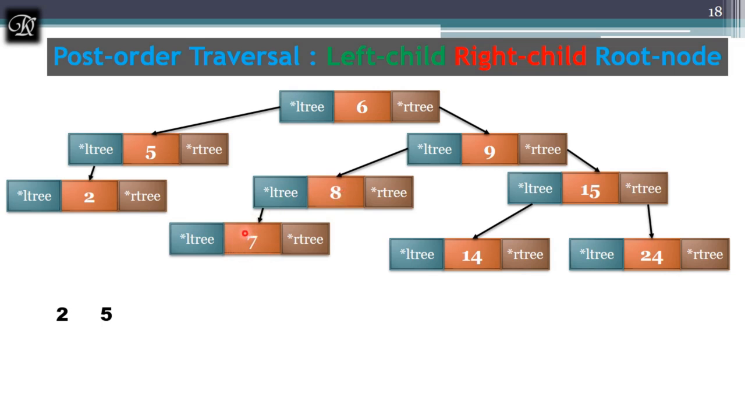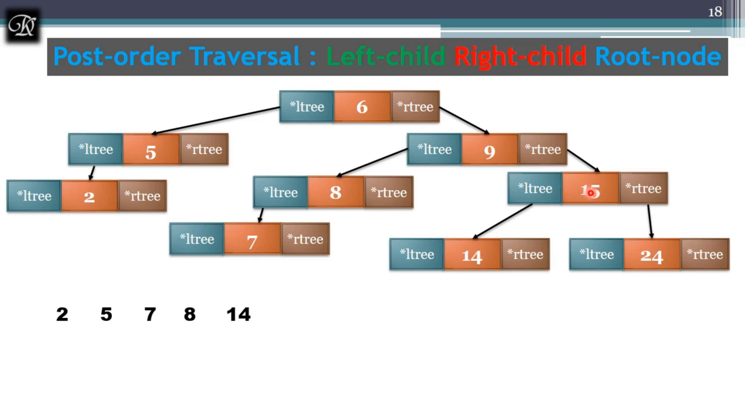Check whether it is having a left child or right child. No left child, no right child, it's a leaf node, print 7. And after that get back to 8, check whether it is having any right child. No right child, so print its value. And get back to 9, check whether it is having any right child. Yes, it is having a right child, 15. Check whether it's having a left child or right child. It's having a left child. First go to 14 and check whether it's a leaf node. Yes, it's a leaf node, print 14.